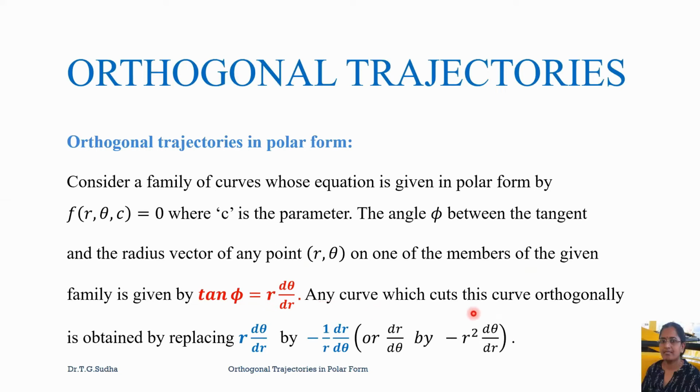Any curve which cuts this curve orthogonally is obtained by replacing r d theta/dr by minus 1 by r into dr/d theta. Observe that when we multiply these two, we get minus 1 as their product. Or else we can also replace dr/d theta by minus r square into d theta/dr.